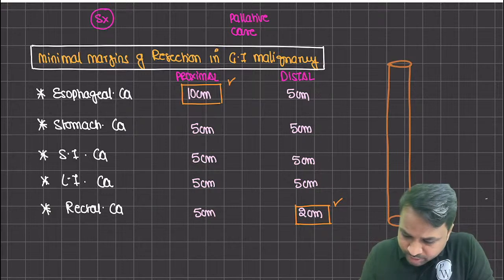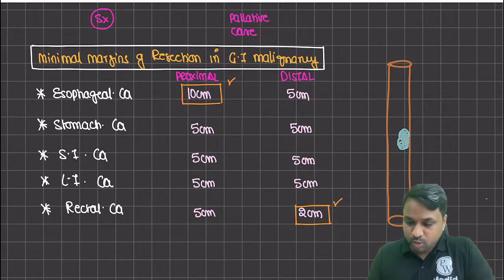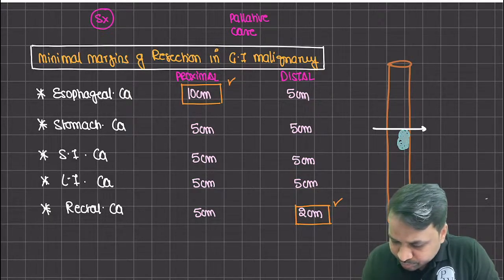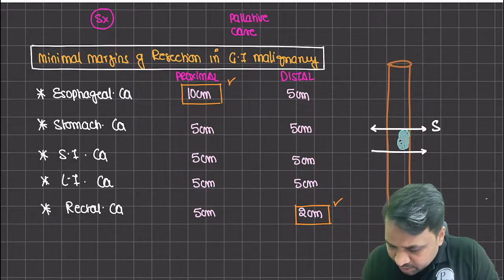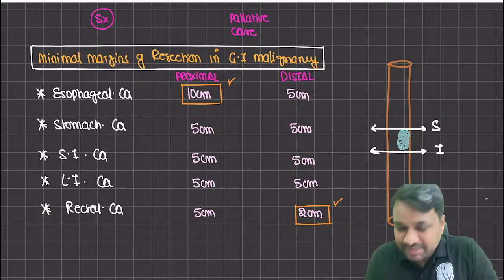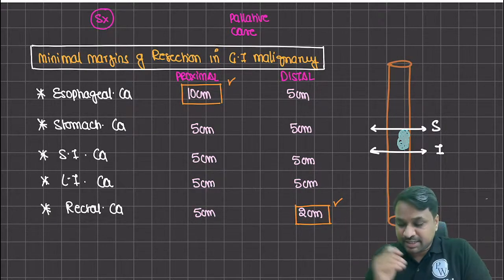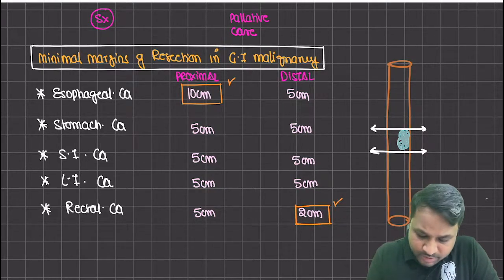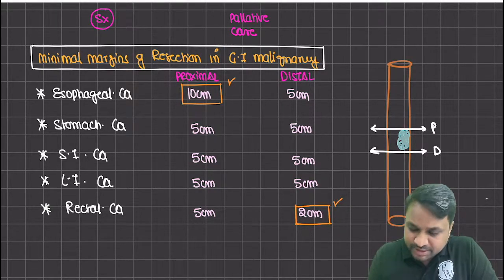And let's say there's a tumor that has developed in this particular site. This is the site where the tumor is present. Now, what we're going to do is mark the extent of the tumor. This is the superior extent, and this is the inferior extent, or you can say the proximal extent and the distal extent, right? So rather than say superior and inferior, we say this is the proximal extent of the tumor, and this is the distal extent of the tumor.